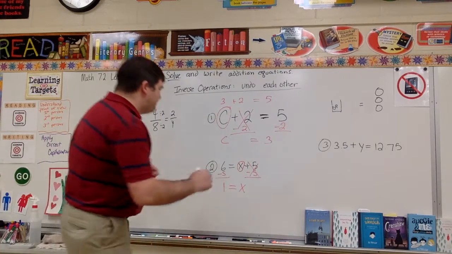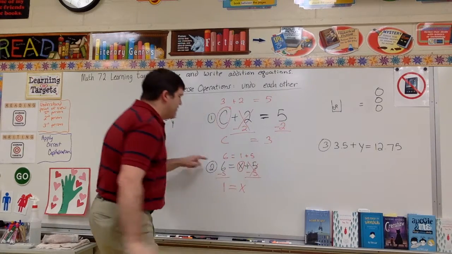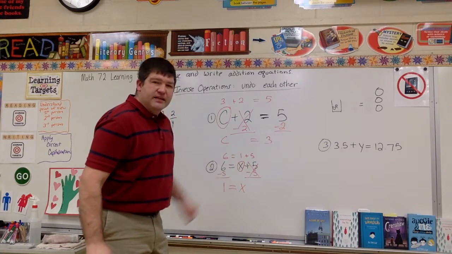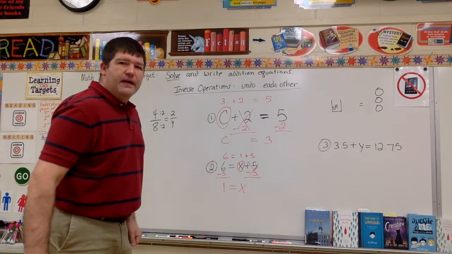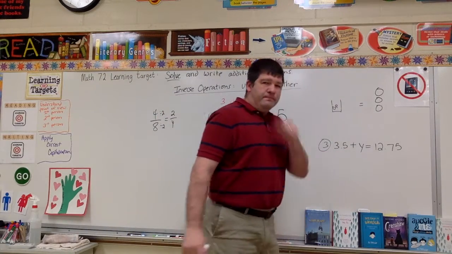Now I'm going to check it. I think this is 1. Is that an accurate statement? 1 plus 5 is 6. 6 equals 6. Got it. Okay? All right, let's do this one.